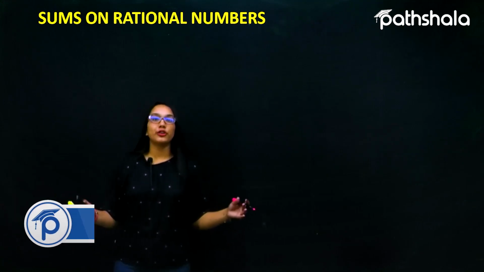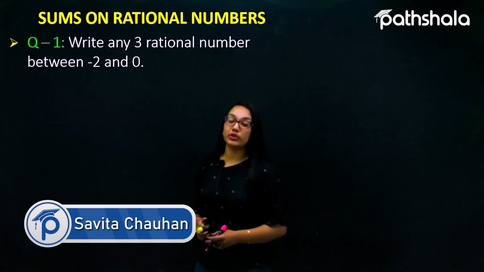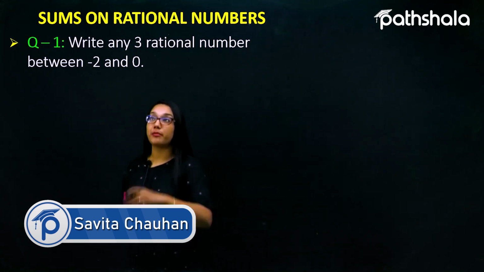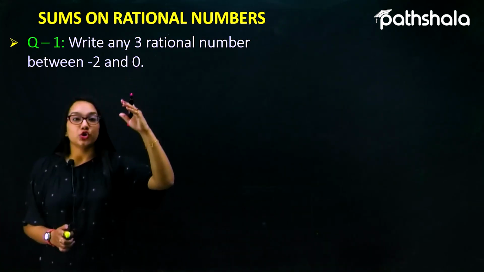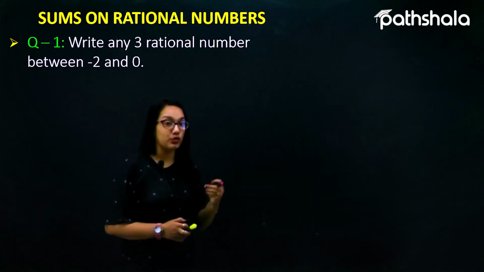Let's just move on further towards the sums on the rational numbers. Let's see the first question. First question says: write any three rational numbers between -2 and 0. So we have to write any three rational numbers between -2 and 0. Let's start with it.